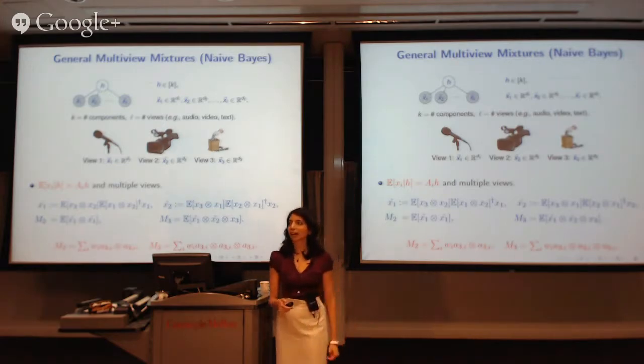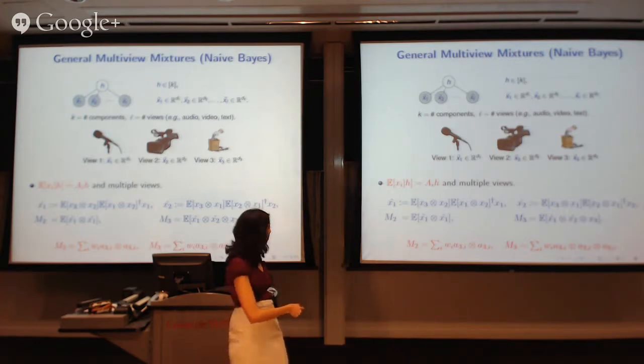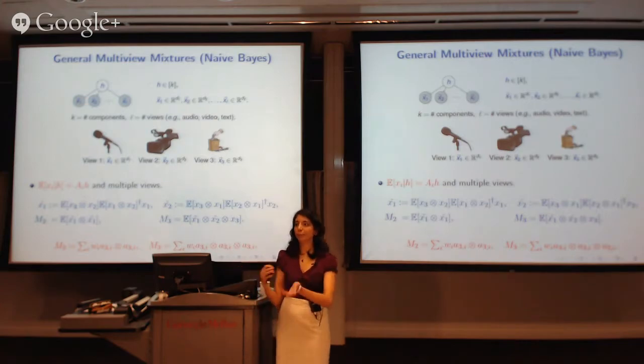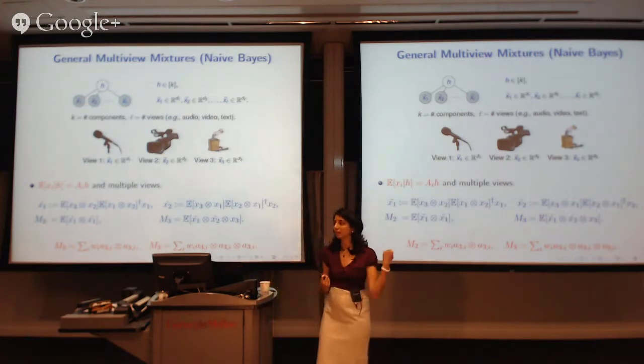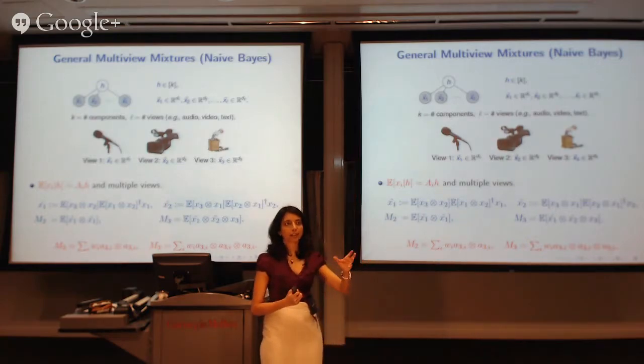Okay, and so here, I did the symmetrization. I transformed it to this set of vectors for the third view. You could equivalently do it for any of the views. It doesn't matter. So this is just a simple symmetrization of my matrix and tensor.